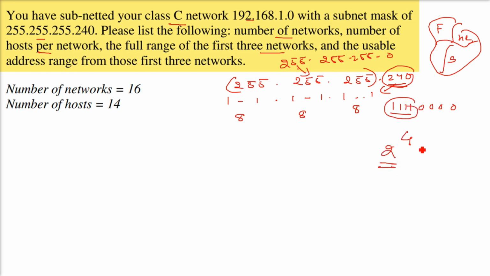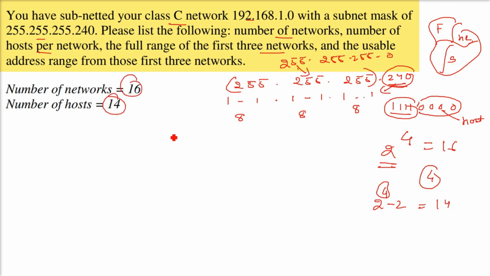So 2 to the power 4 is 16. So 16 subnets or networks are there. Clear? How many zeros are there? 4 zeros are there. Again, this is for host. But how many IPs can you assign? 2 to the power host bits minus 2. You have to subtract 2. So 2 to the power 4 is 16 and minus 2 is 14. So 16 networks and 14 hosts. Clear?